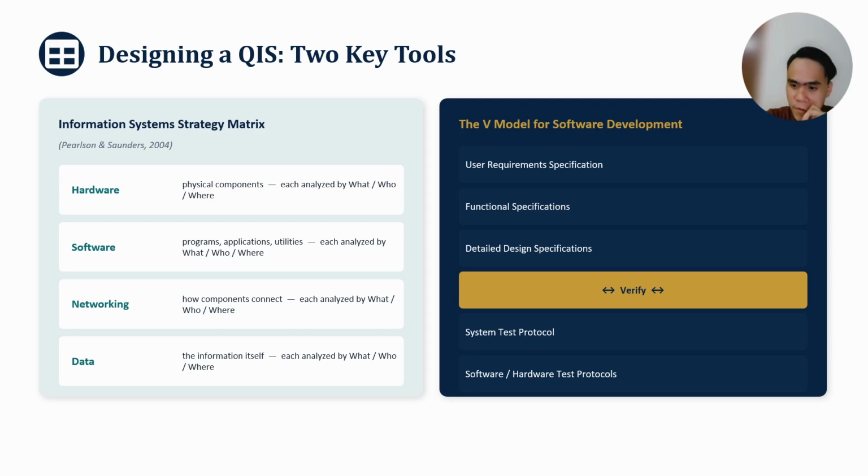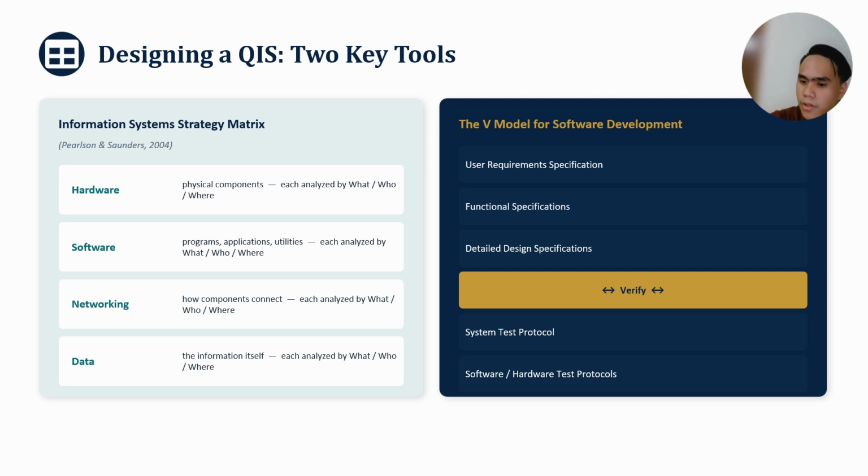The V model for software development. It starts on the upper left with high-level user requirements and cascades down through functional specifications and detailed requirements. So getting more specific as you move down the left side of the V. Then on the right side of the V, moving upward, test protocols are developed, executed, and documented to verify that each corresponding design specification was actually met.